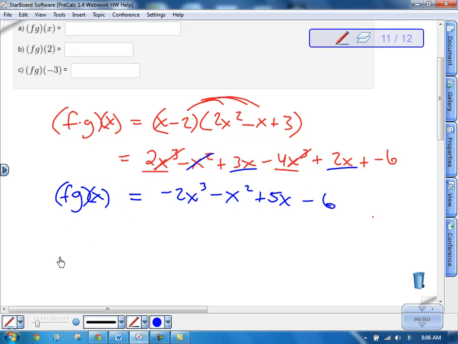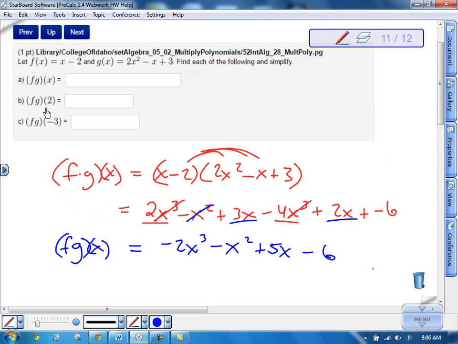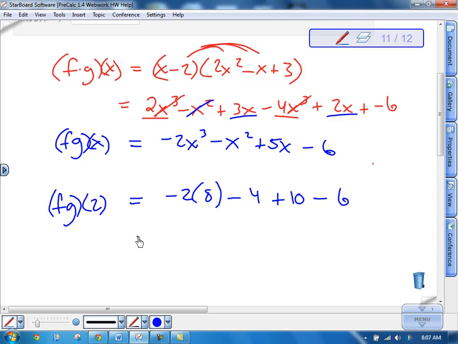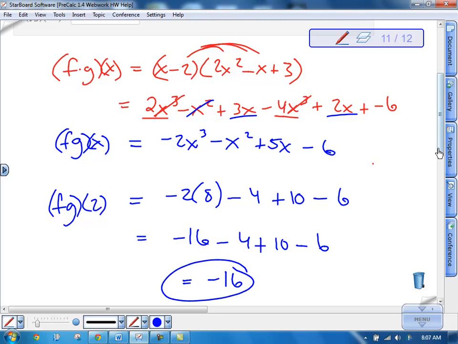Now the next question wants to know what is the value at 2, so we might as well just stick 2 into this now. So 2 cubed would be 8 minus 2 squared is 4, plus 2 times 5 is 10, minus 6. So this is f times g of 2, which gives us negative 16 minus 4 plus 10 minus 6. So that'd be negative 20 plus 10 is negative 10, so negative 10 is what we'd enter in for this value.